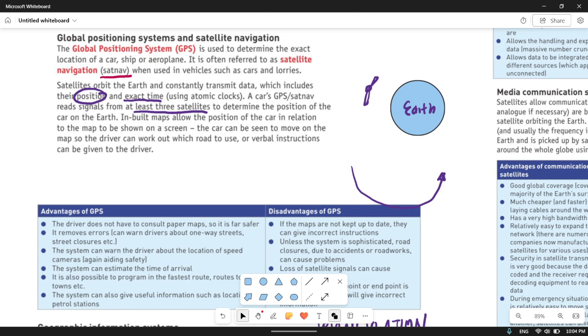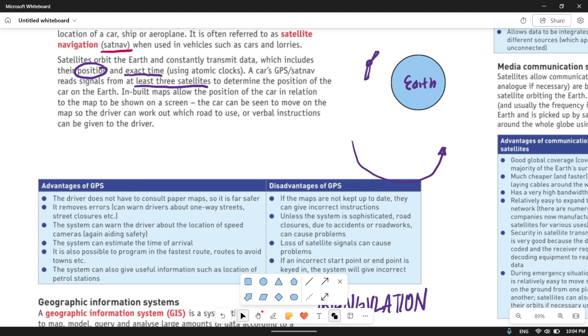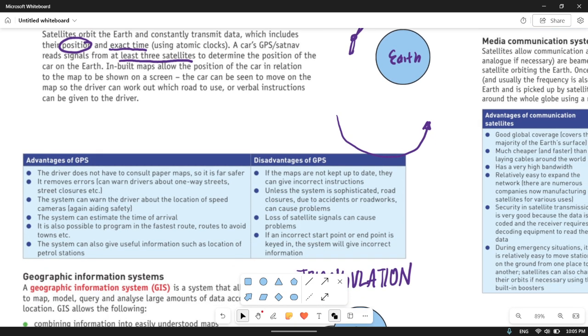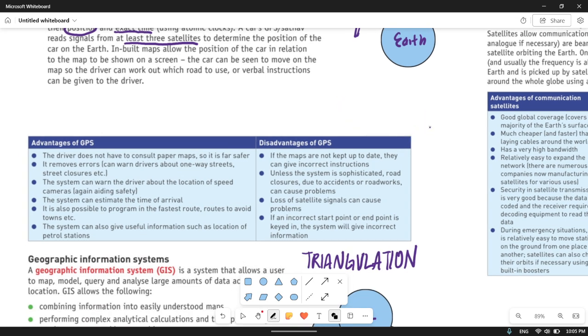So inbuilt maps allow the position of the car in relation to the map to be shown on a screen. The car can be seen to be moving on the map so that the driver can work out which route to use, or verbal instructions can be given to the driver. So basically, just remember, you know how GPS works, right? You hear that woman telling us turn right in 500 meters. So these are the verbal instructions that we get.